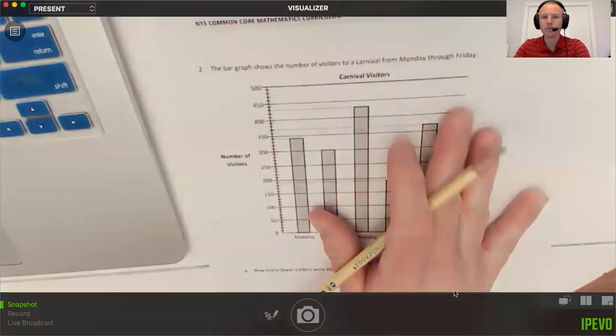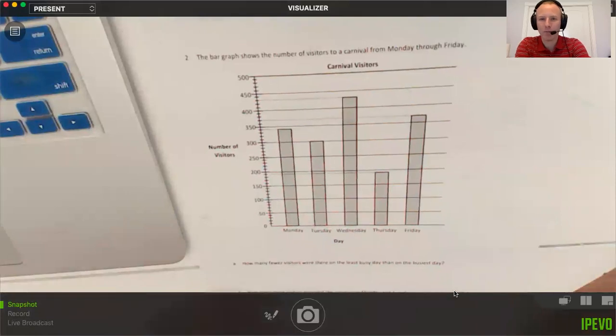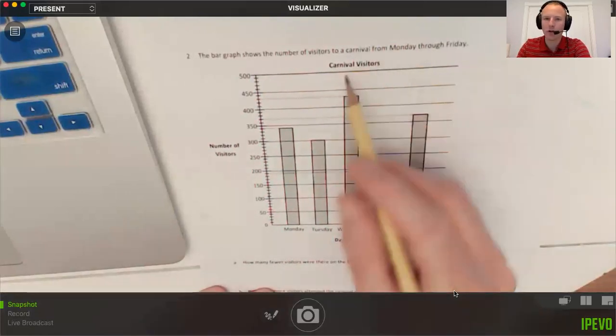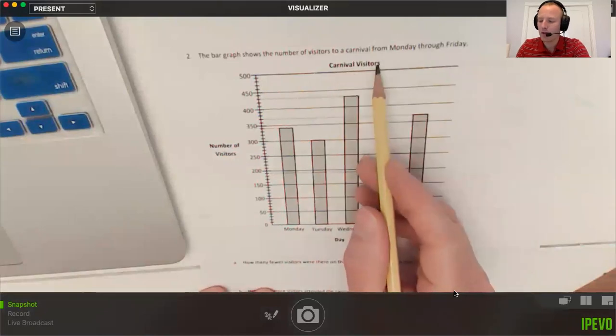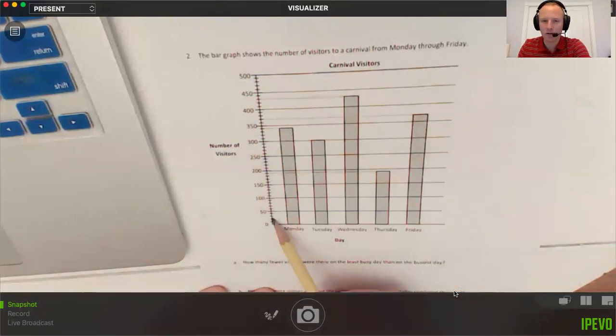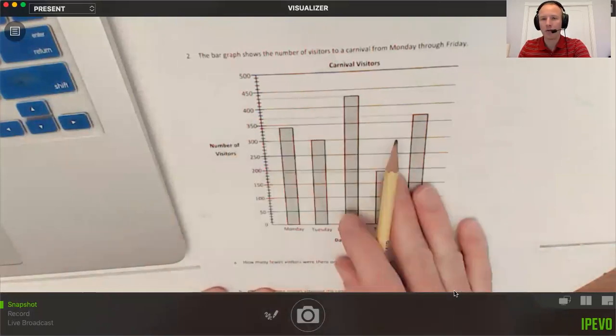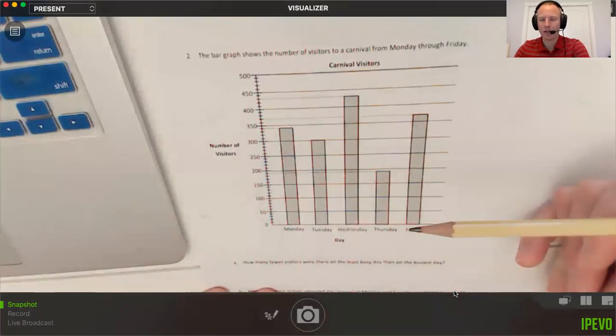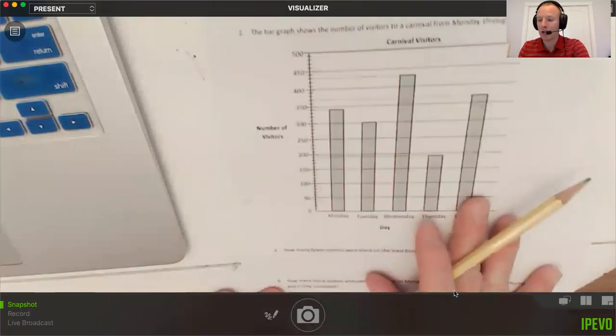All right. Here we go. Now we have a fully complete bar graph. We're going to answer some questions about it. Notice we have a title at the top. So we're studying Carnival visitors. We have the number of visitors listed on the side and the days listed on the bottom. So this graph is very well labeled. I could give this to any of you. You could tell me right away what's being looked at, what's being explained by this graph.